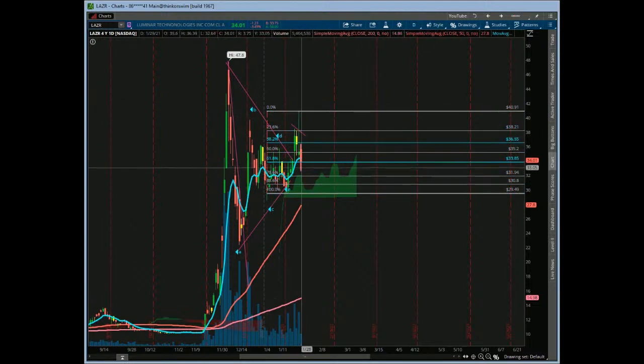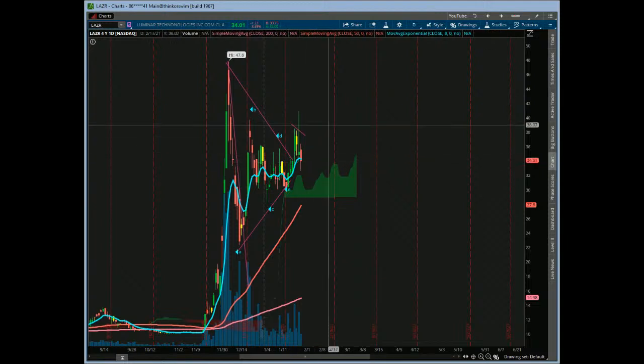Oh, right in the golden zone right there from the wave B. It's got to hold here, right? And then we'll see if it can work its way up.